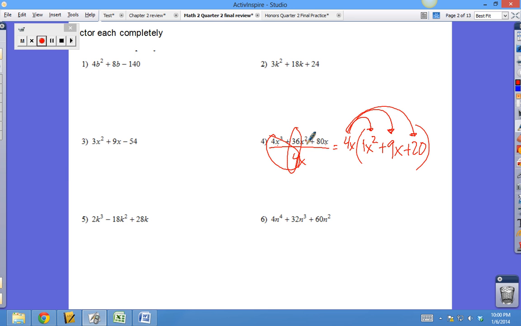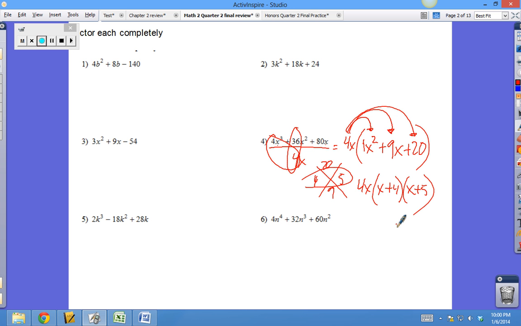But now look at the middle. What can I multiply to get 20, but add to get 9? And I know that's going to be a 4 and a 5, and everything is positive, so I'm going to leave it positive. So my final answer is going to be 4x times x plus 4 and x plus 5.